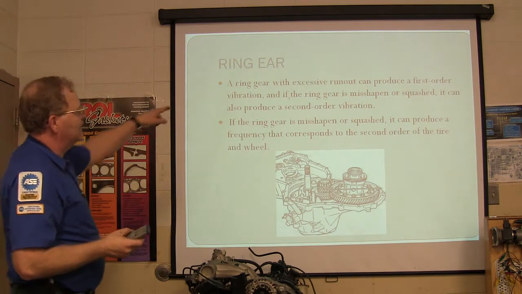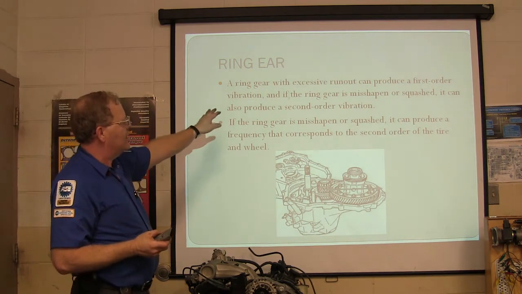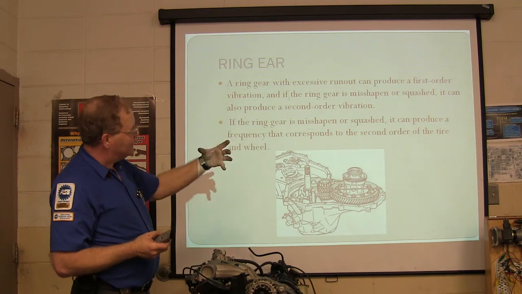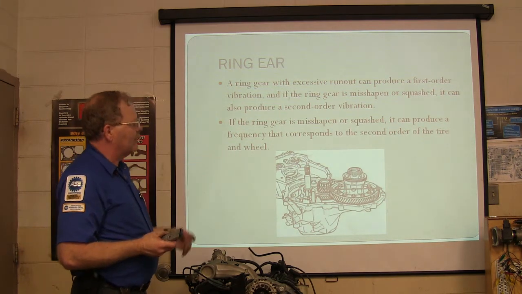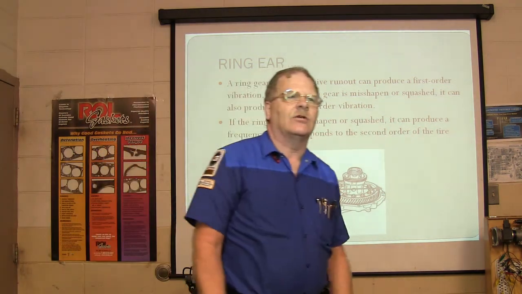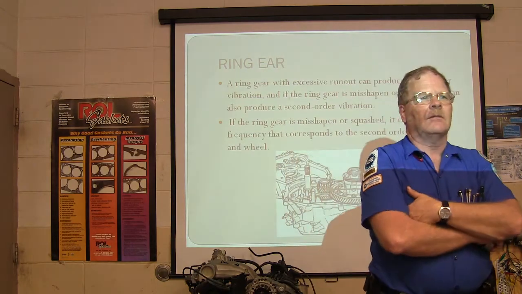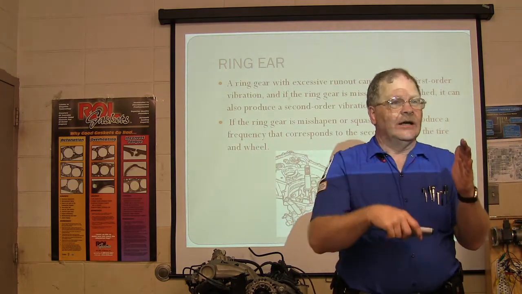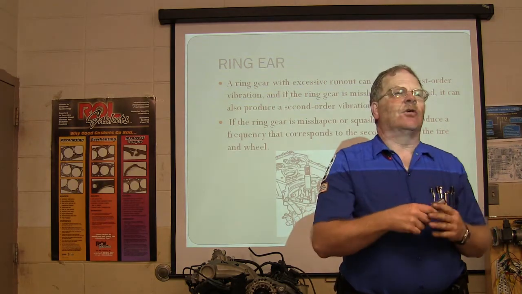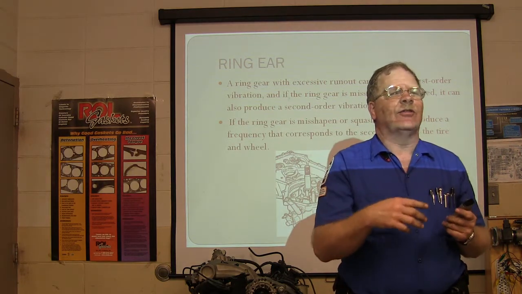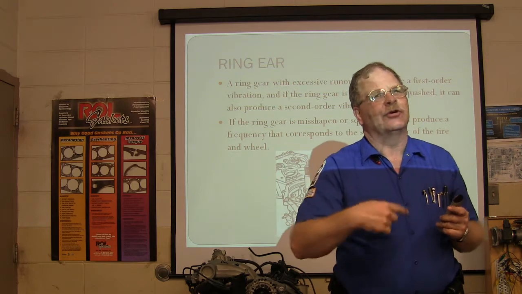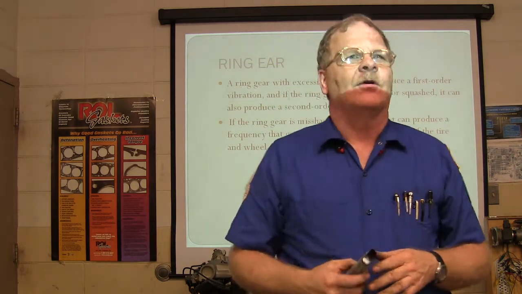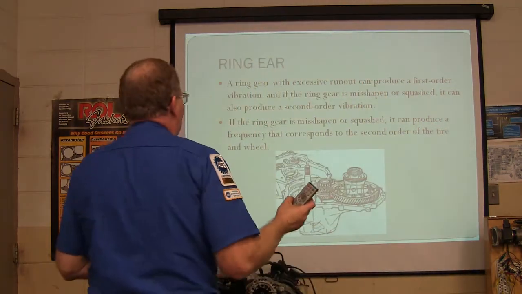A ring gear with excessive runout can produce a first order vibration, and if the ring gear is not shaped right, it can produce a second order vibration. Now what's the difference between a first order and a second order vibration? A first order vibration means that every time something turns, it bumps once. A second order vibration means that it bumps twice, and a third order vibration means it bumps 3 times per turn of that one component. See what I mean? So that's why your math is important.